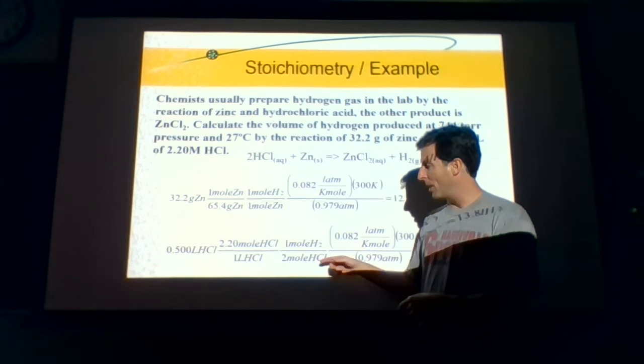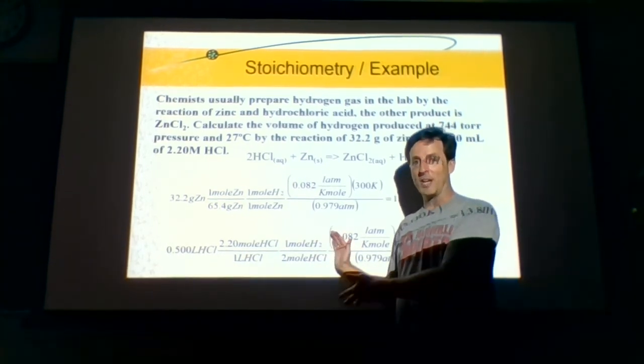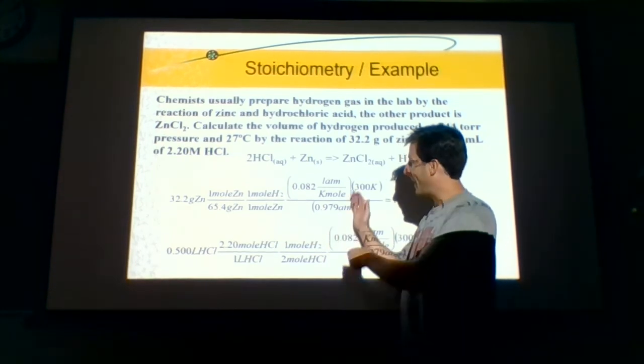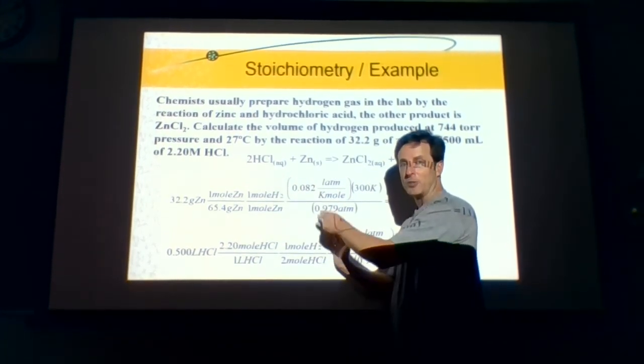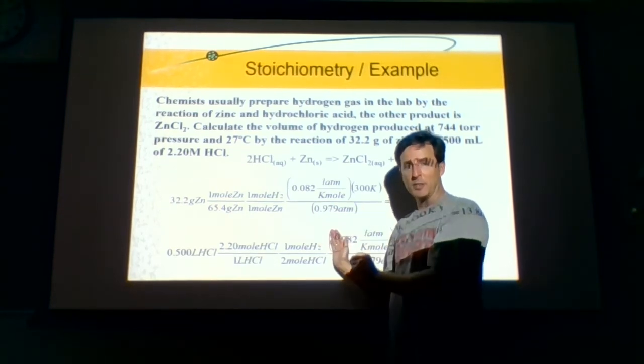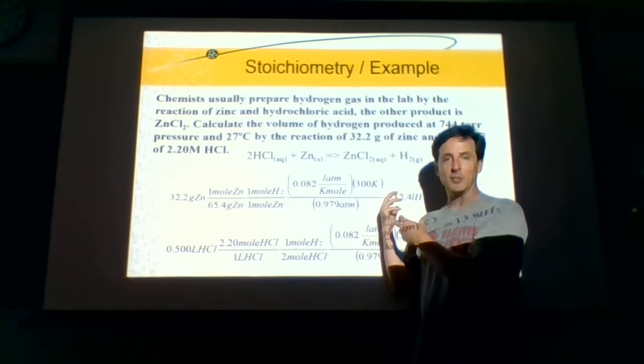Then I use the ratio of HCl to H2 from the balanced equation. That gives me the moles of the hydrogen there. If I did the top part to the moles and then the bottom to the moles, I could compare those two numbers and decide the smaller one is going to be the limiting reagent. And then I could just finish the one that I need to.